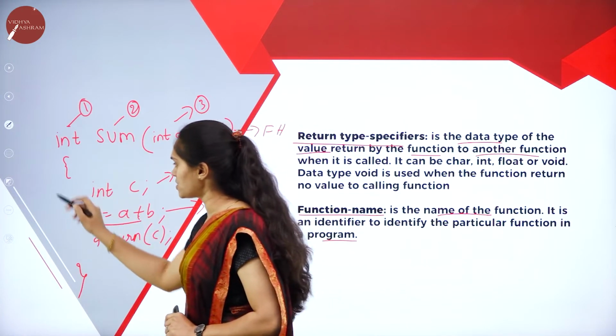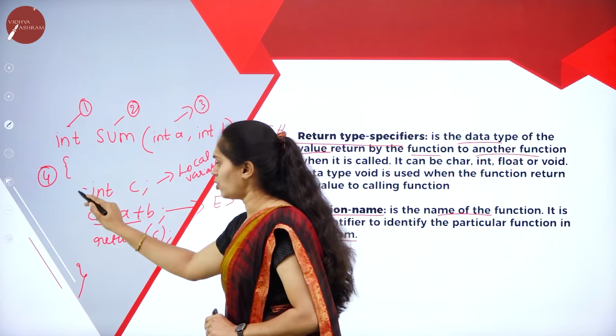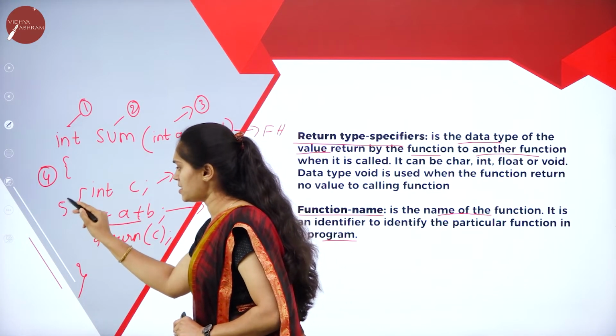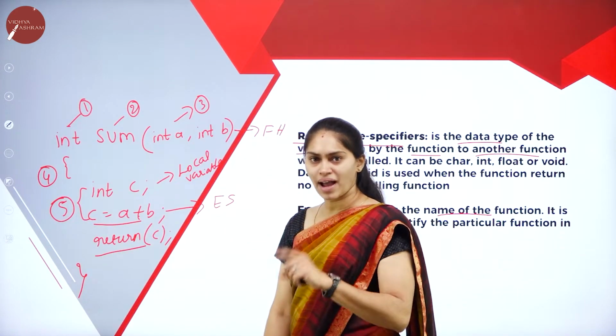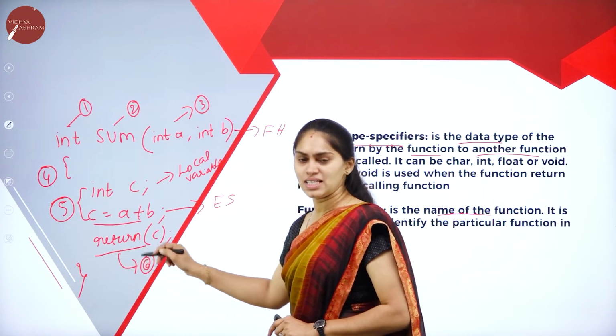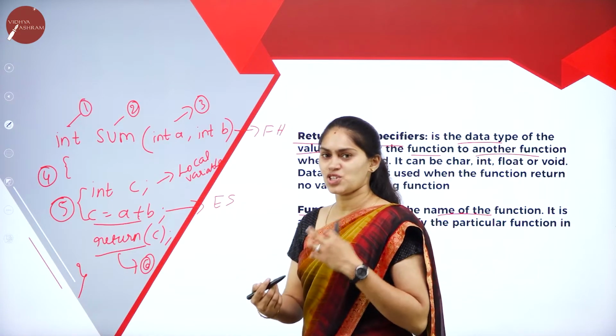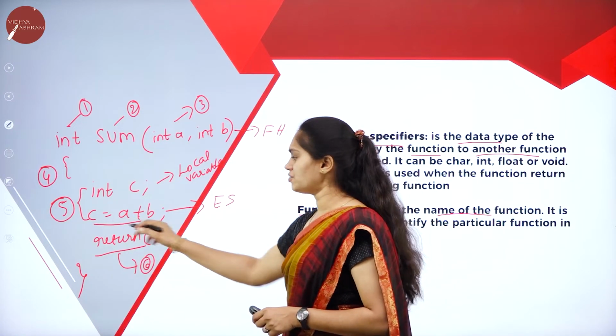So this opening and closing of flat braces is my fourth point. And here we have the local variable declaration and executable statements. That is the fifth point. At last, it has to return something back to the main function, so I can make this the sixth point. After doing some operation, it has to return something back to the main function. That is why we are using return of c.